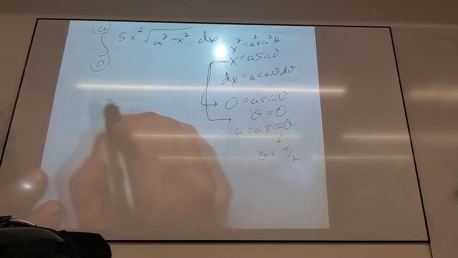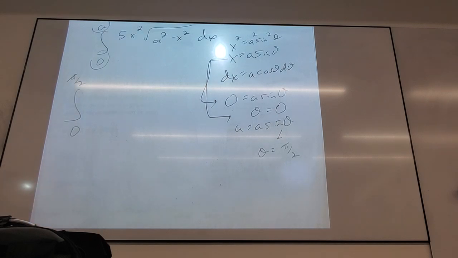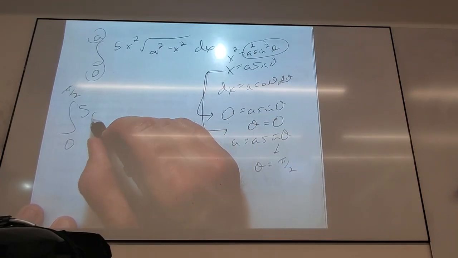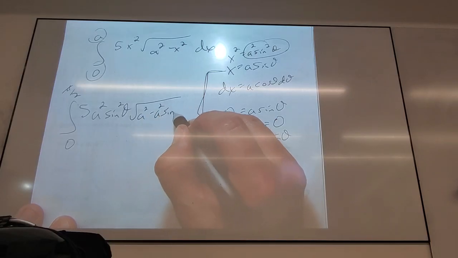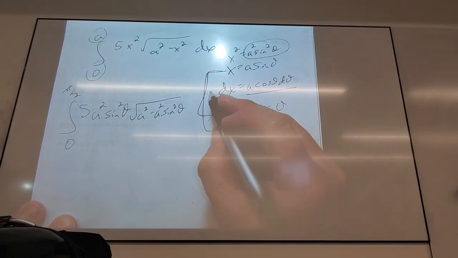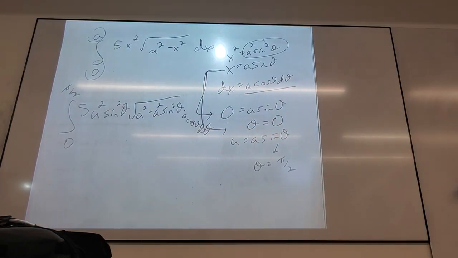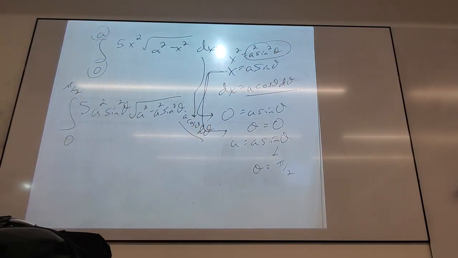So when x is 0, theta is 0. When x is a, theta is pi over 2. And this will be 5x squared square root of a squared minus x squared. And of course I left myself no room. dx is a cosine theta d theta. Poor little guy. Don't forget, this is your dx. I left myself no room.